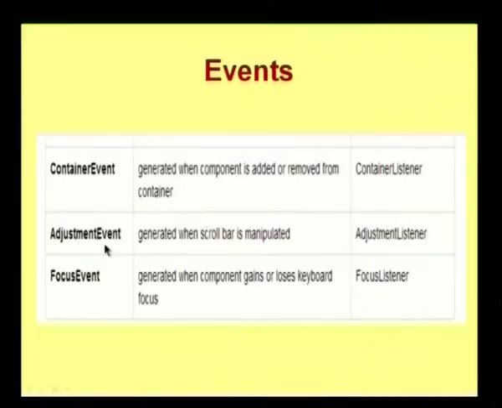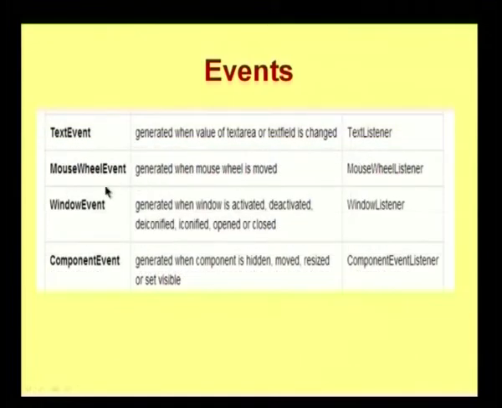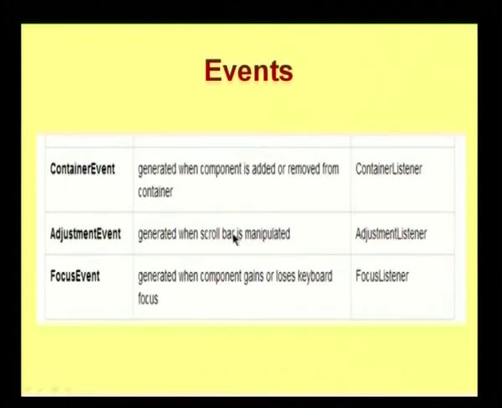So, in which cases do I need to process it? Next is the adjustment event. This is generated when a scroll bar is manipulated. We have already seen the mouse wheel event, which is generated when the mouse wheel is moved, whereas this one is particularly for the scroll bar. It is not necessary that you always use the mouse wheel movement to scroll; you can even use the keys or your mouse to move along your scroll bar.